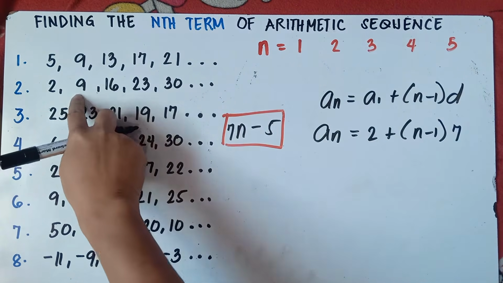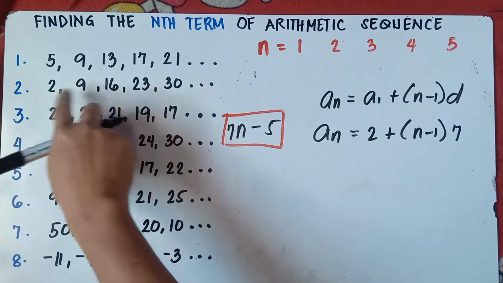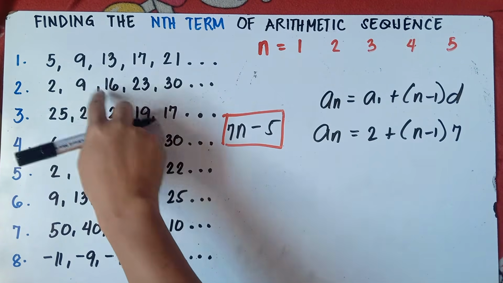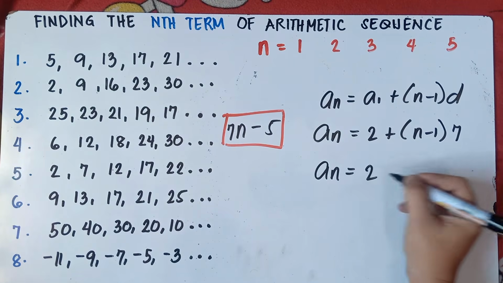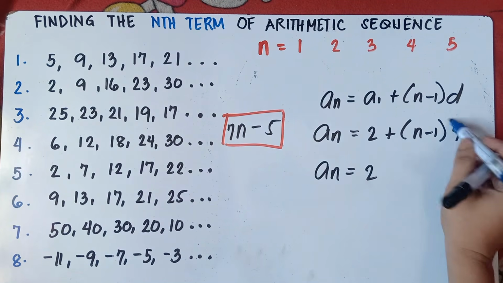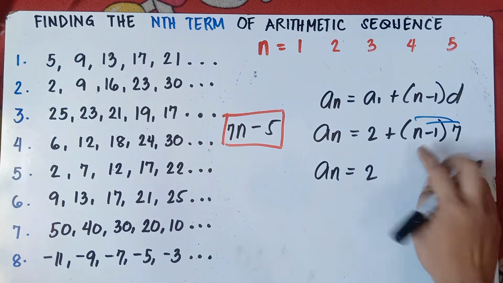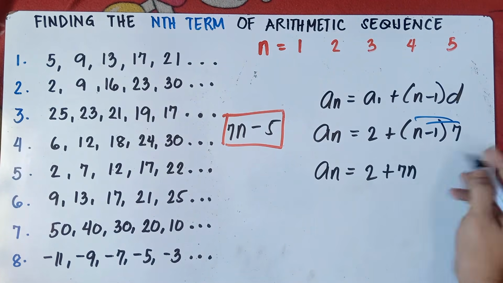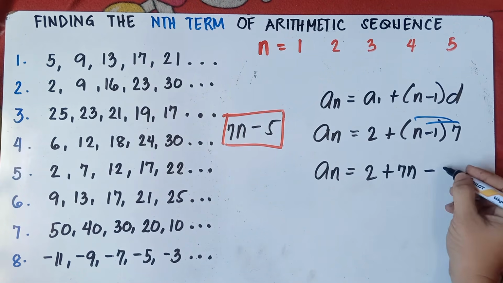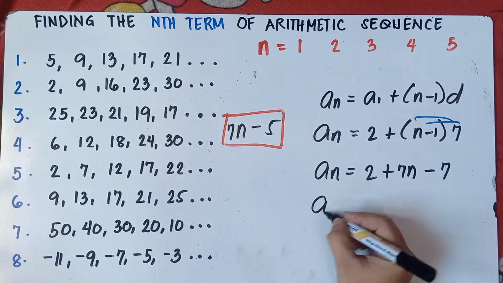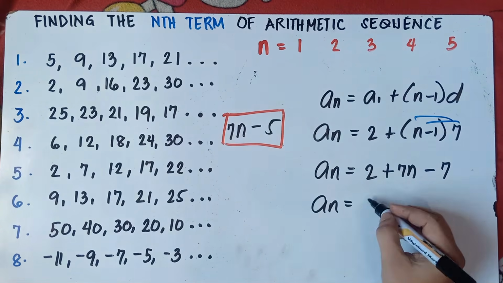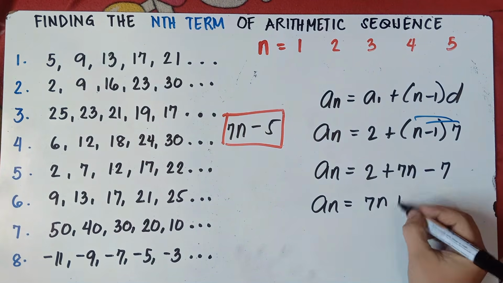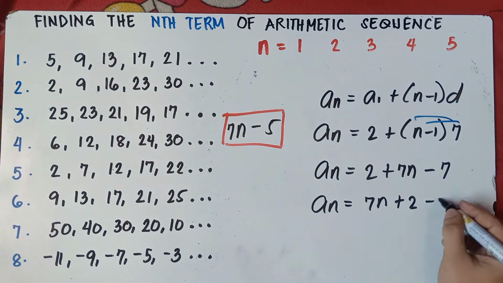2 plus 7 is 9, 9 plus 7 is 16. So the common difference is 7. So a sub n equals 2, then distribute this one, class. 7 times n, that's positive 7n. 7 times negative 1, that's negative 7. Then arrange. So 7n comes first. So 7n, positive 2, and then negative 7.